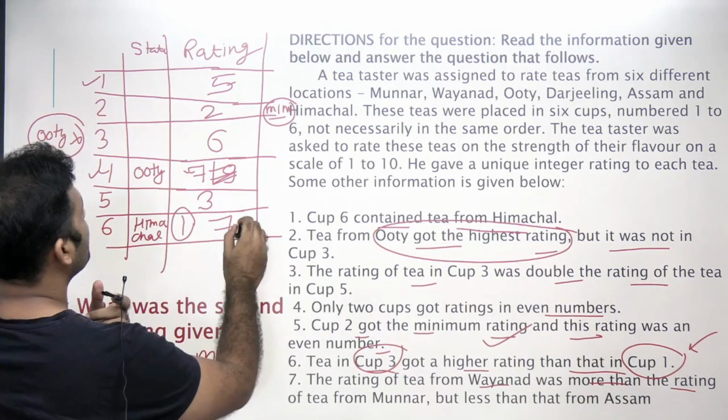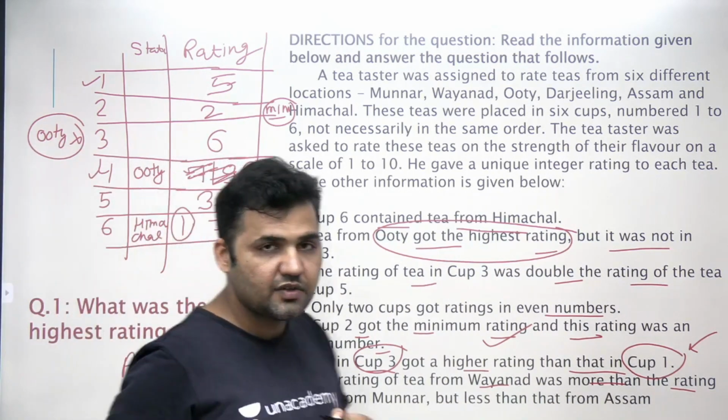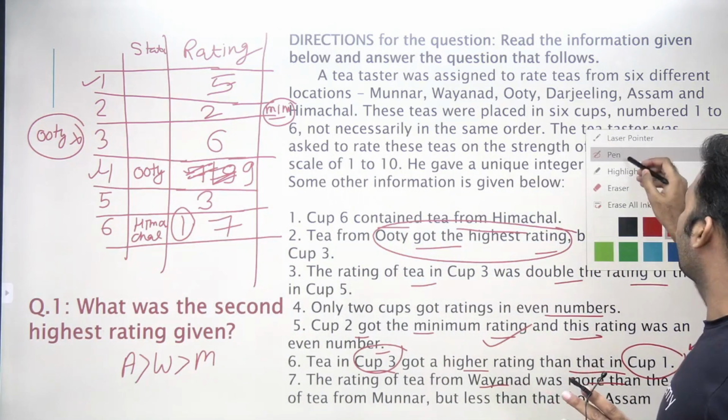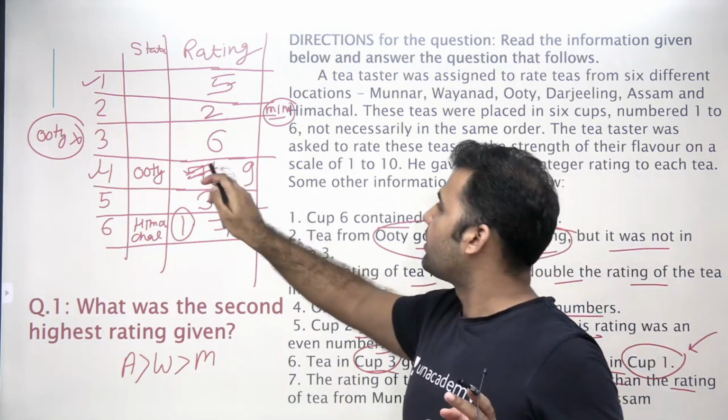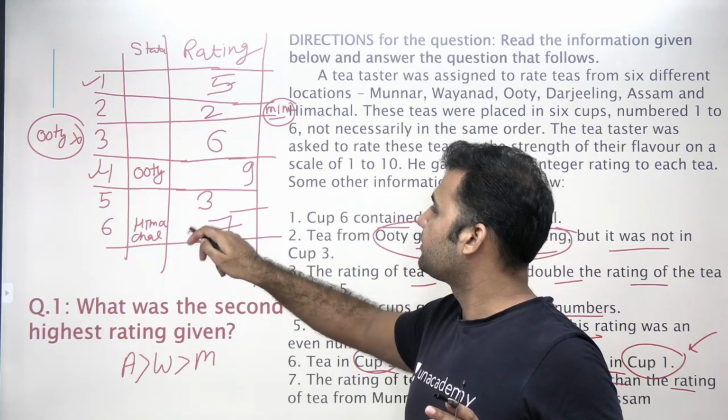So if 7 comes over here, then the rating of the tea from Uti is 9. So 9 will come here, and 7 will come over here.